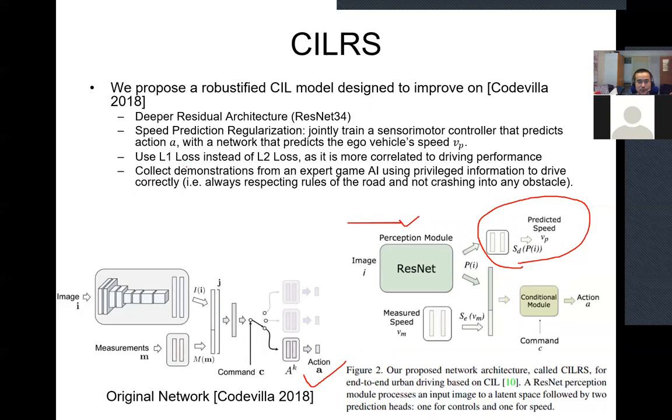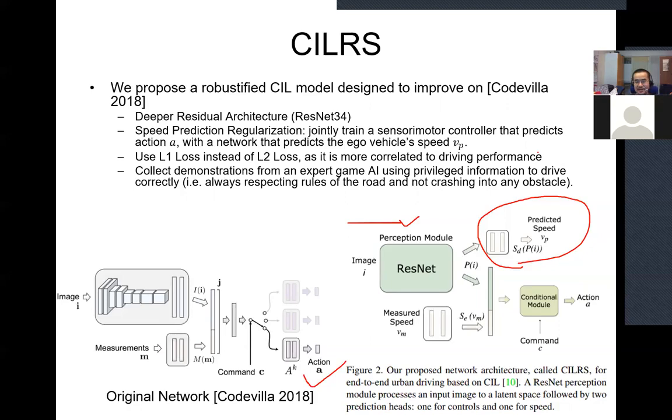And they use L1 loss instead of L2 loss, as it's more correlated to driving performance. So they have a citation here. It turns out people have done some studies that show L1 loss is better for driving. So they collect demonstrations from the expert game AI using privileged information to drive correctly.